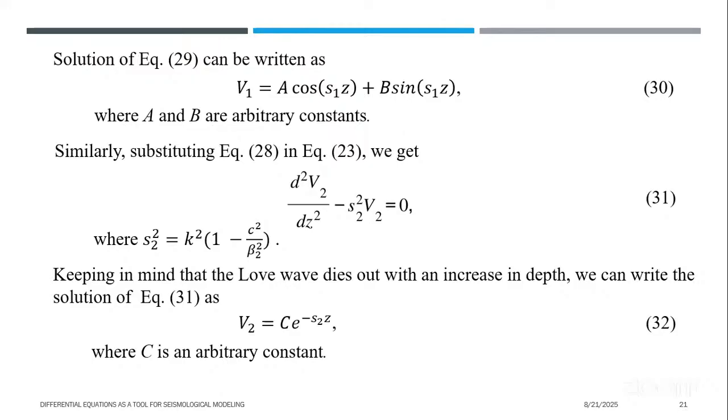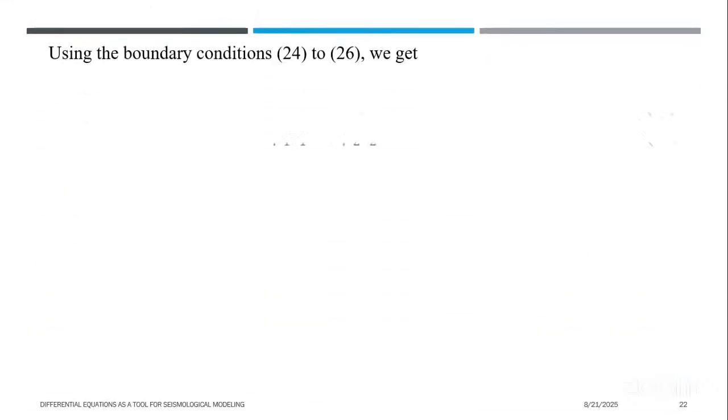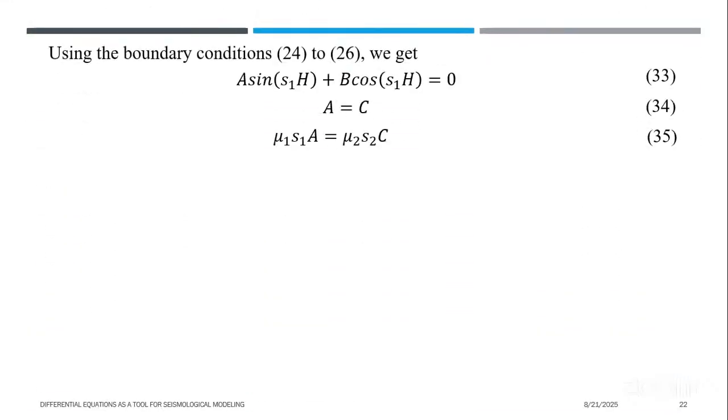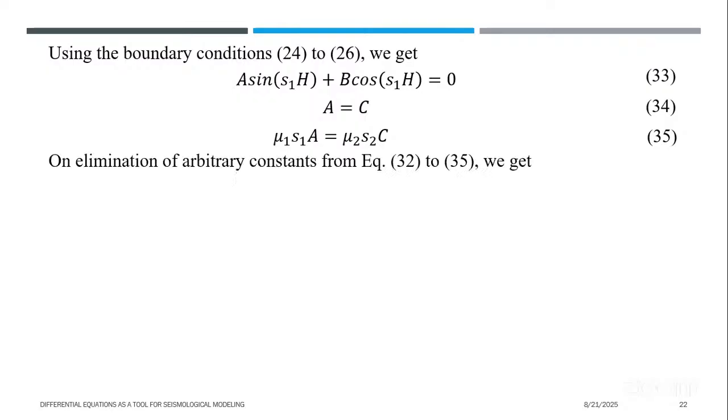And how many boundary conditions do we have? Three. So if we substitute in the boundary conditions, we will get these three equations. Now we have to solve these equations. These are homogeneous linear equations, and for having a non-trivial solution, we are going to get this equation.